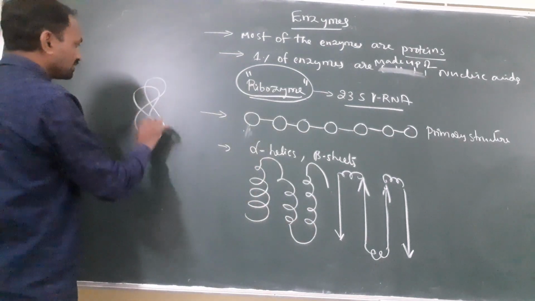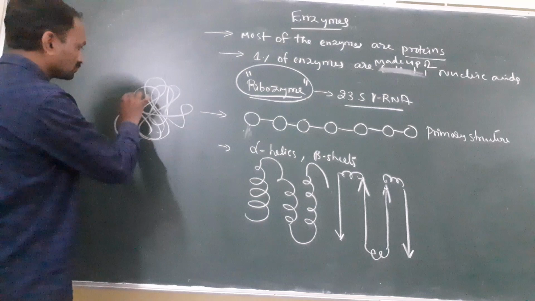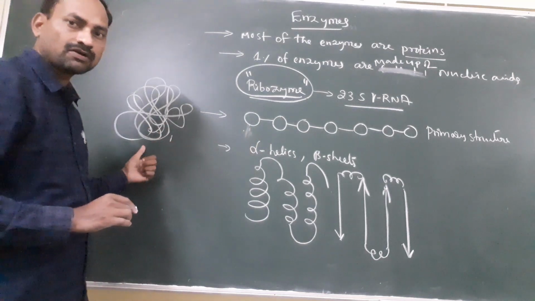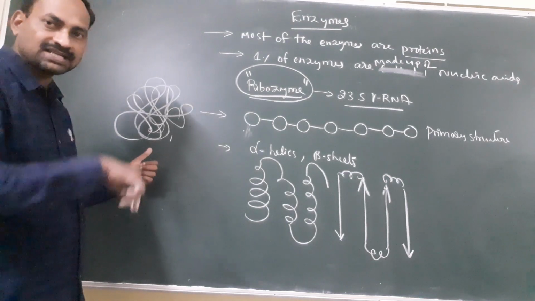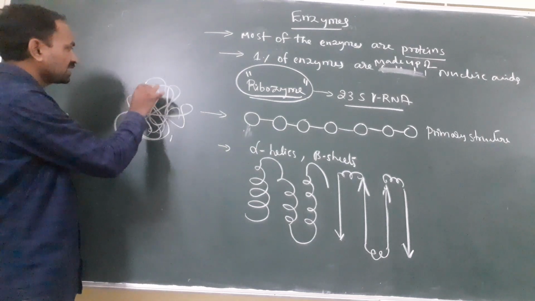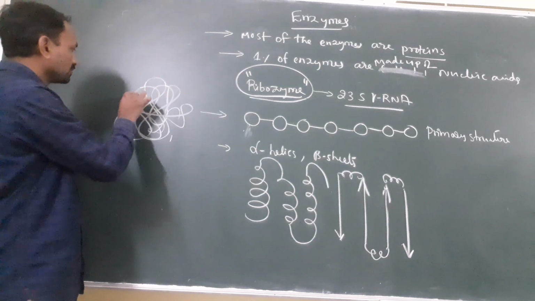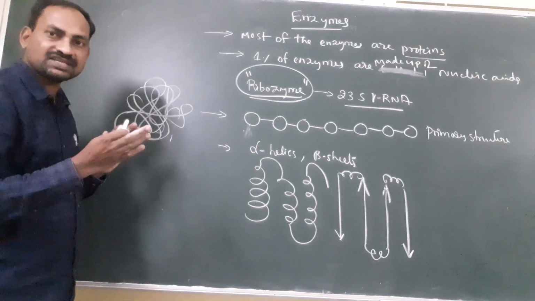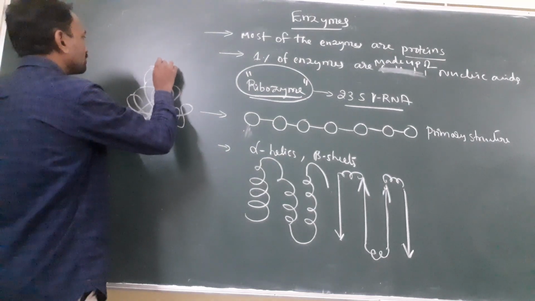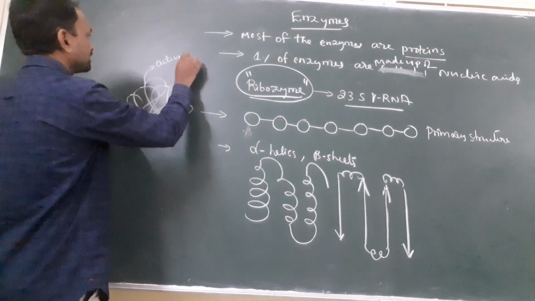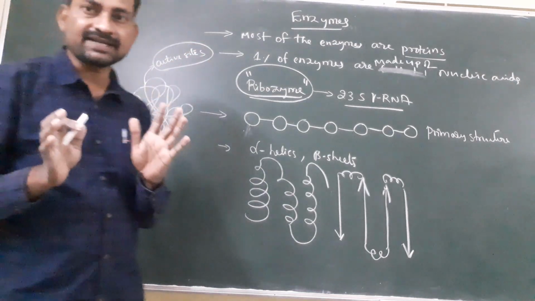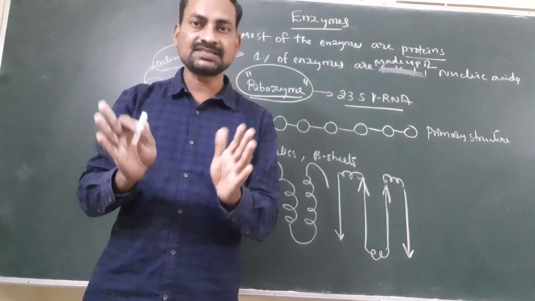So here the primary structure is folding upon itself or crisscrossing on itself and forms many crevices. Here you can see some pocket-like structures. So these pockets or crevices are called active sites. So what is an active site? Active site is formed only in the tertiary structure.